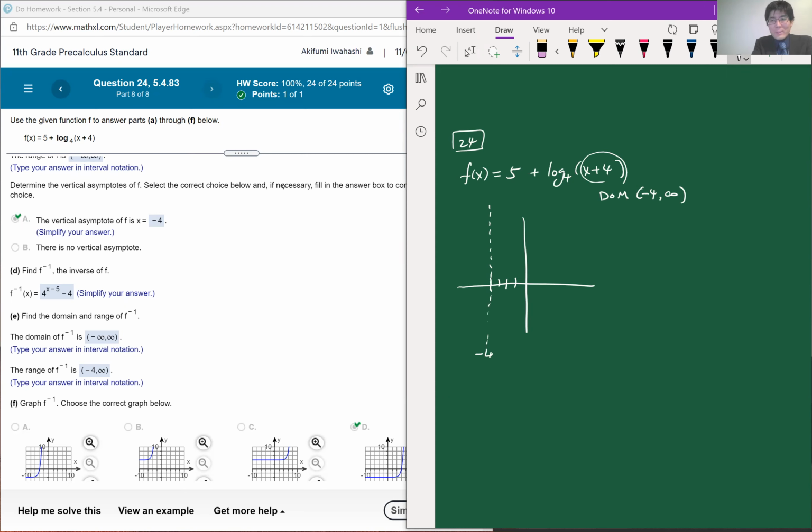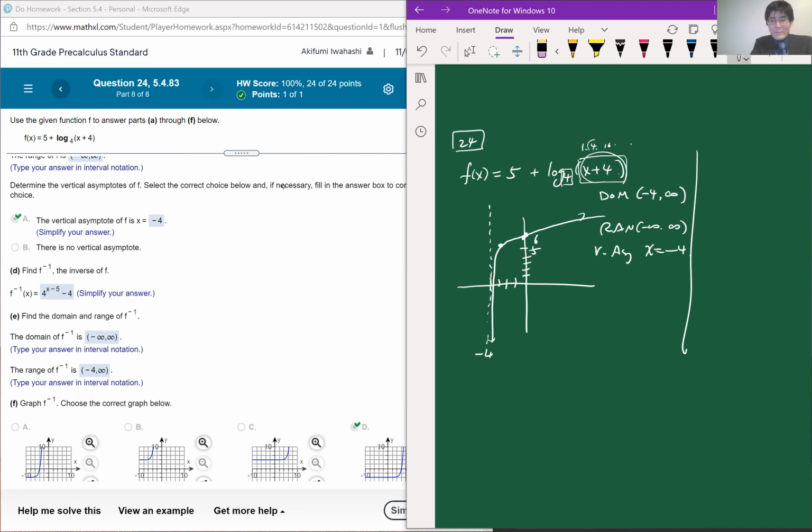Try to put in numbers so that the inside of the log becomes a power of 4, which is 1, 4, 16, and so on. So when x is -3, it's going to be 5. And when x is 0, it's going to be log base 4 of 4, which is equal to 1. So it's 1 plus 5, which is 6. These two points suffice to draw the log like this. Range is -infinity to infinity, and there's a vertical asymptote at x is equal to -4.